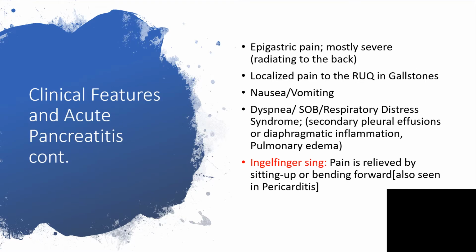There will be epigastric pain, mostly severe, and it will be radiating to the back because it is not all the parts of the pancreas that is within the peritoneum. The part is retroperitoneal. The localized pain to the right upper quadrant region will give a clue that gallstones are involved. There is possibility of nausea and vomiting.